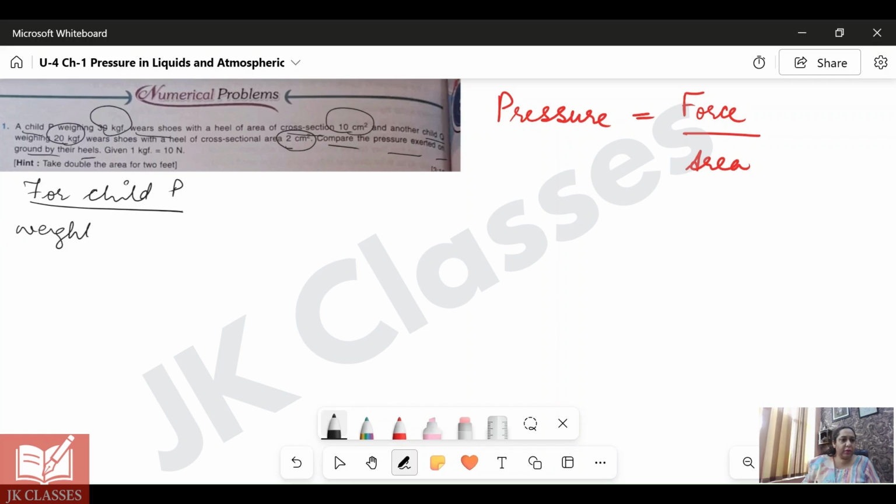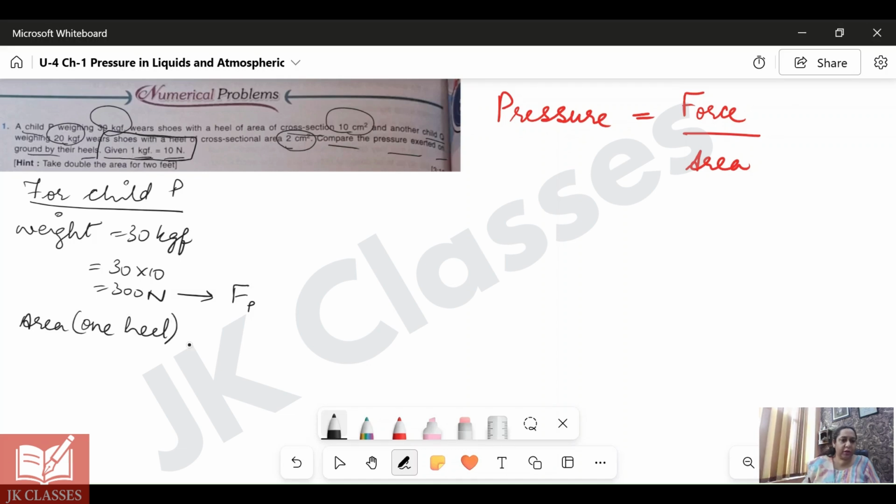Weight given is 30 kgf. And as given in the question, we know 1 kgf is equal to 10 Newton. This means 30 kgf will be equal to 300 Newton. So this is force exerted by child P. Next we have been given area. Area of one heel in contact, which is equal to 10 centimeter square.